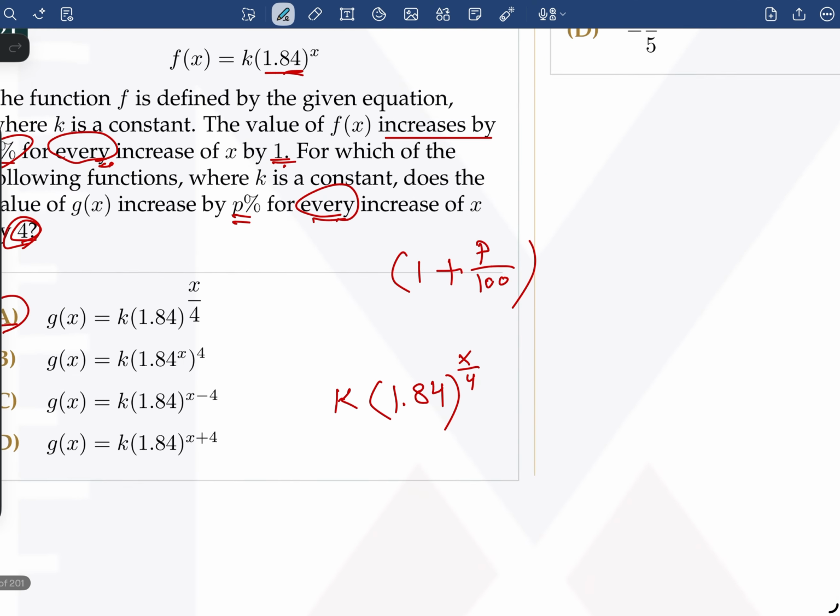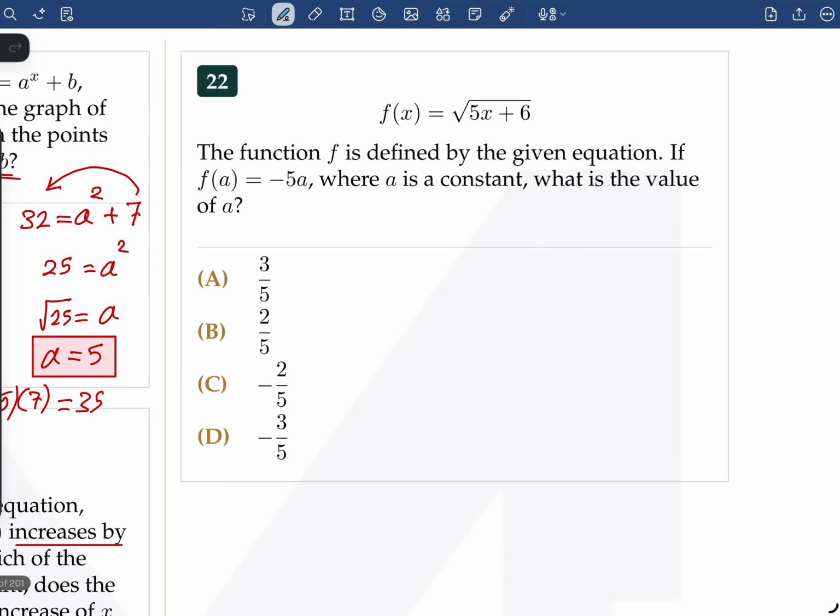And then the last one is question 22, of a square root function. F of x is equal to the square root of 5x plus 6. The function f is defined by the given equation. If f of a is equal to negative 5a, where a is a constant, what is the value of a? So be careful about this question, because it's maybe a tricky one. This is why it comes at the end of the exam, because sometimes we look at the question and say it's an easy one, and it has something to be taken into account.